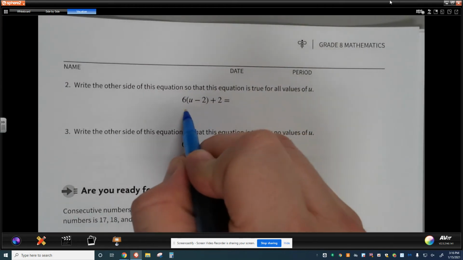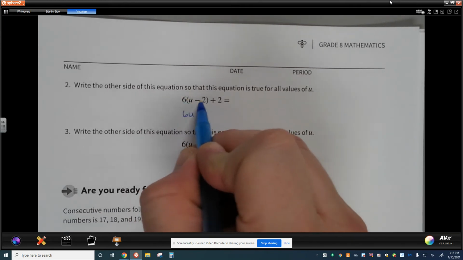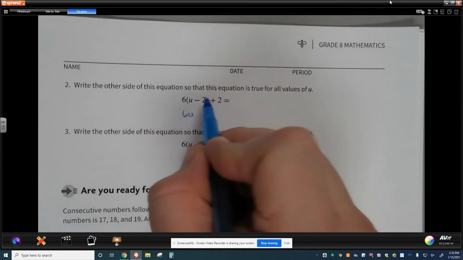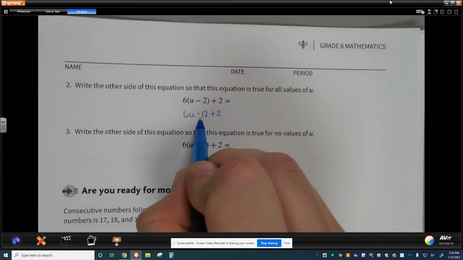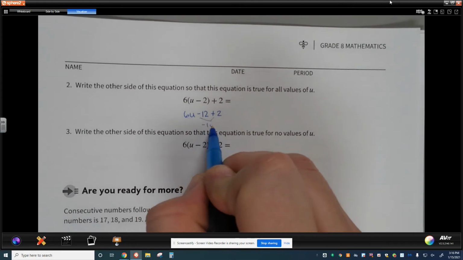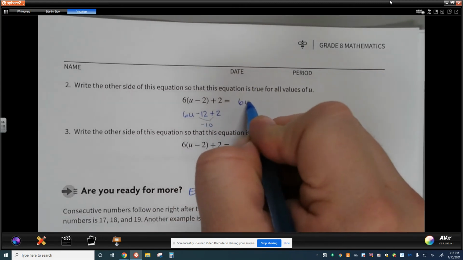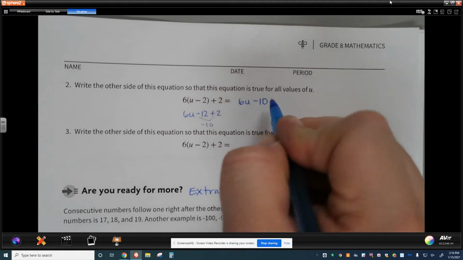To simplify the expression here on the left, we do the distributive property: 6 times u minus 6 times 2, which is 12, plus 2. And I can combine these two together to make minus 10. So then I have 6 times u minus 10.